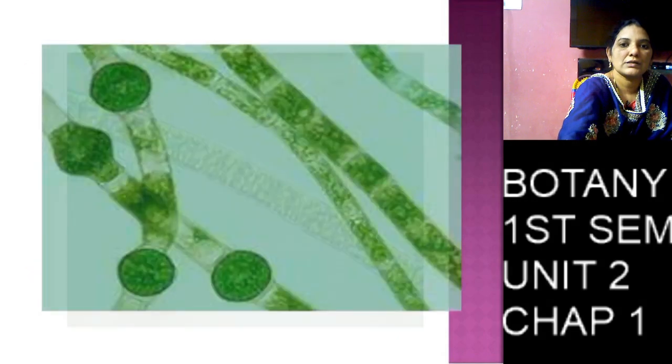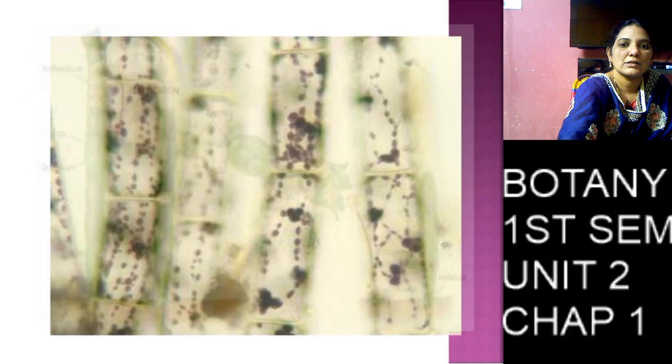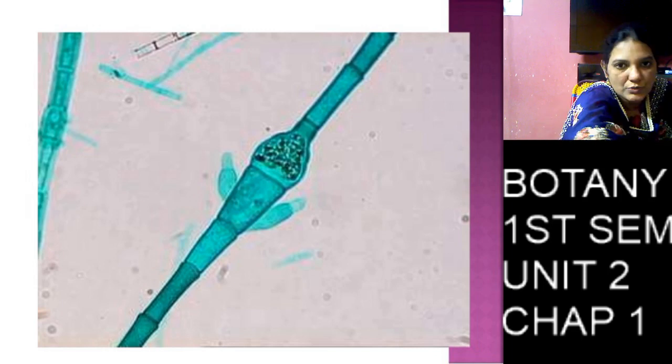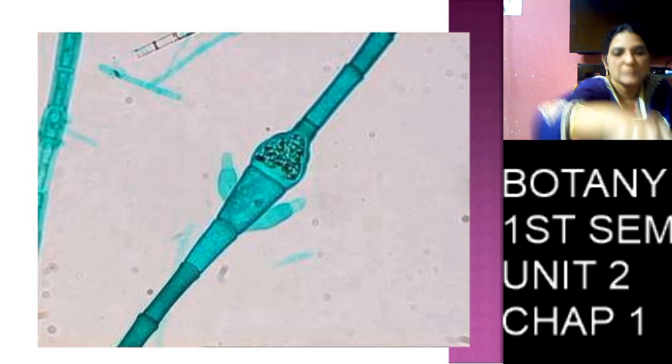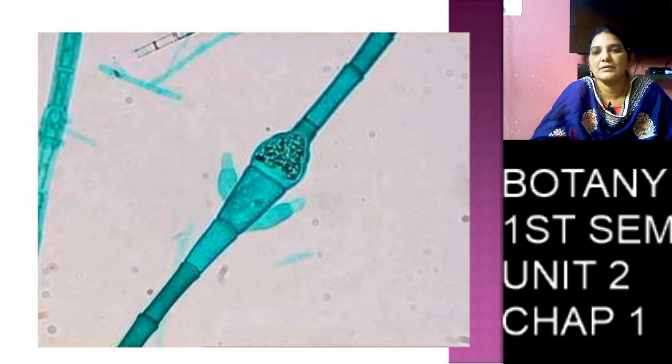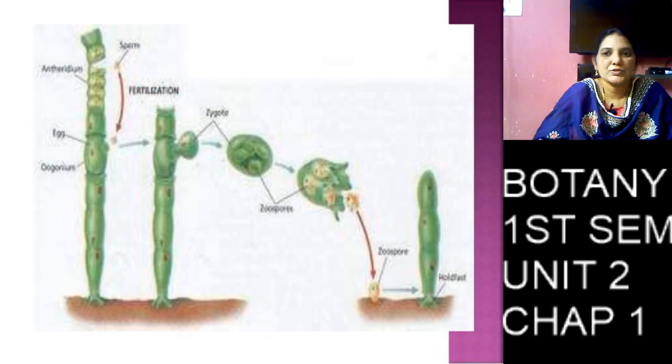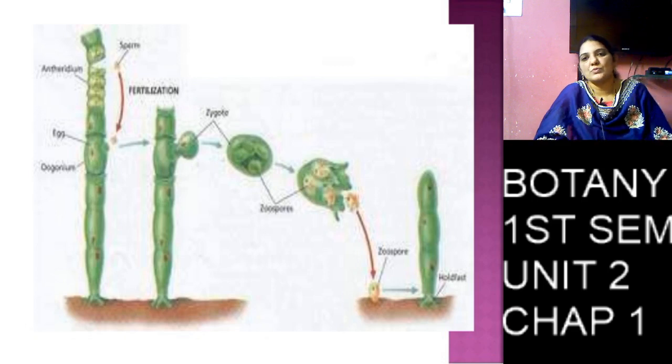Here we can see the two receptive parts. The middle part of the oogonium completely changes into one egg cell, and it has receptive spots. The androspores are similar to the zoospores but small in size.